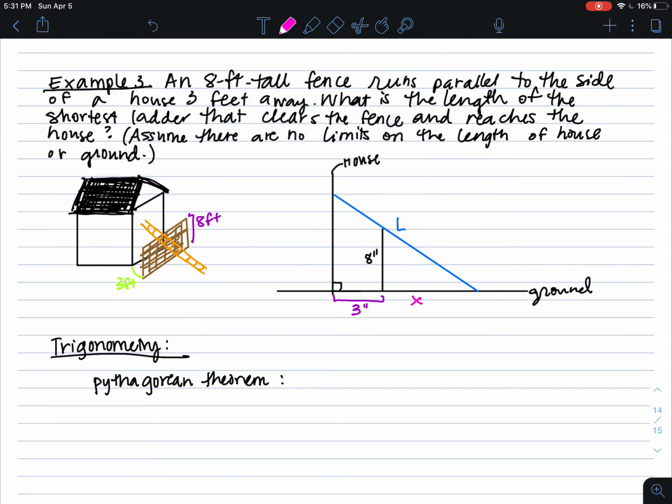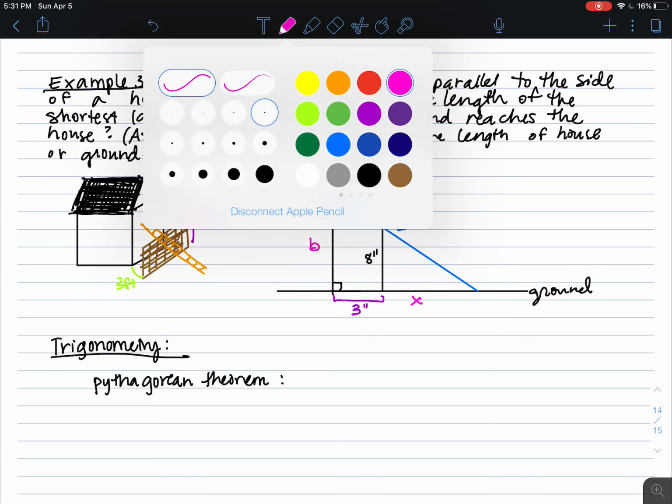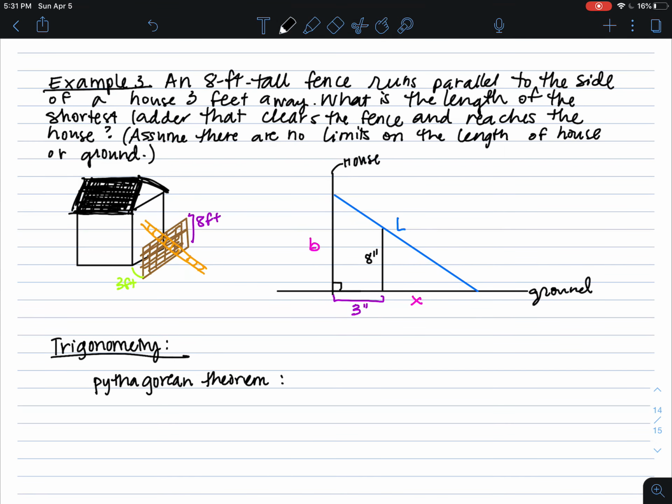Oh, I need to label one more point, sorry. Let's label this B. And in this case, that would give us L squared, our hypotenuse, is equal to B squared plus, in this case, our other length is 3 plus x. So (3 + x) squared.